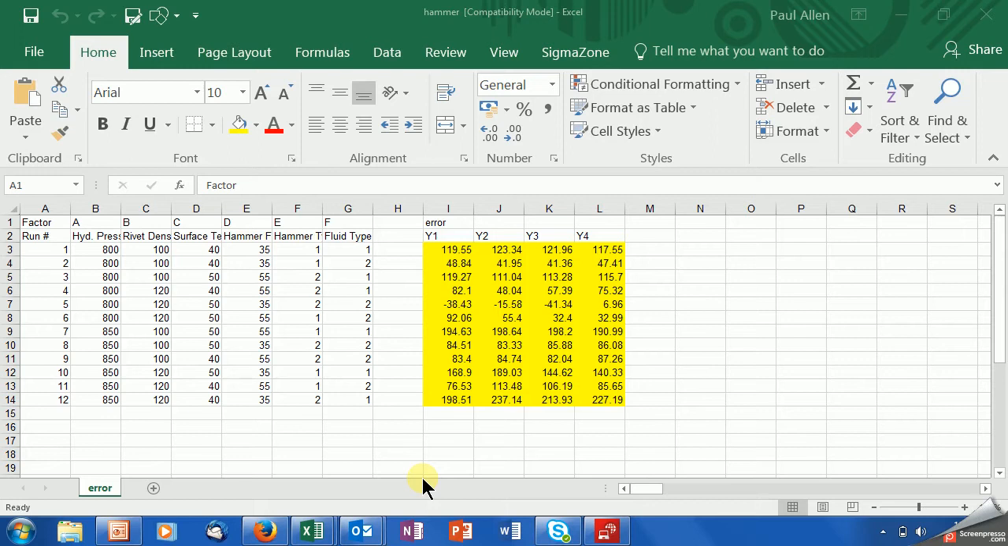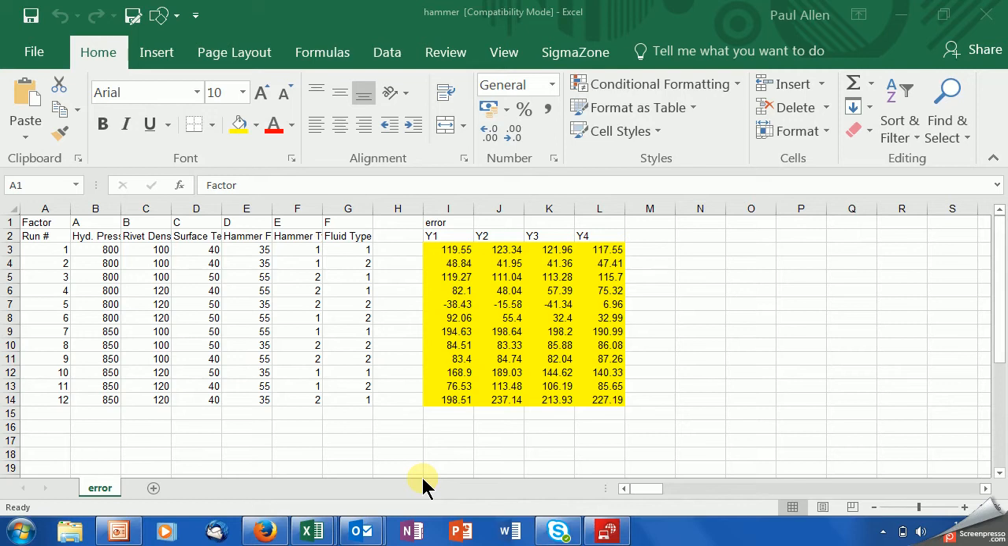Tutorial number two here for Sigma Zone, DOE Pro. I'm going to show you how to analyze the L12, how to analyze a screening DOE. Now here I have the DOE complete. I have the data. For those of you that have sat in one of my classes, this is one of the case studies that you do during the class.